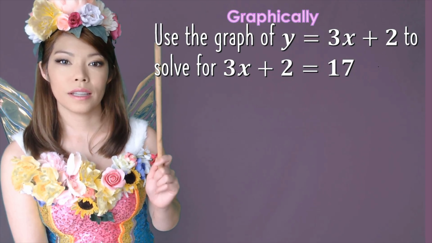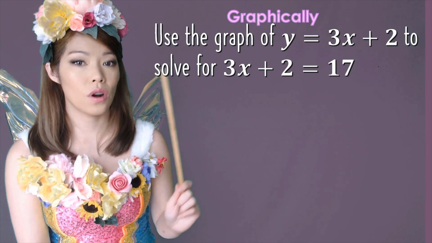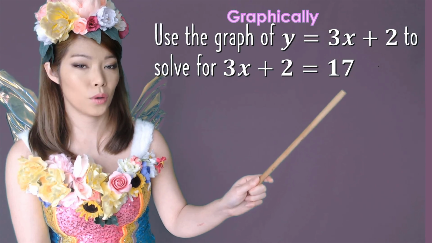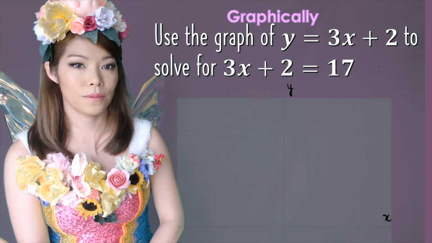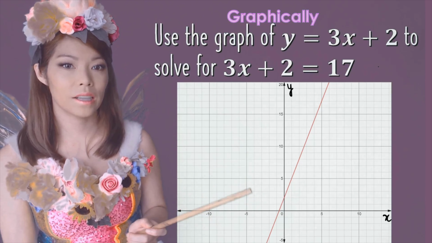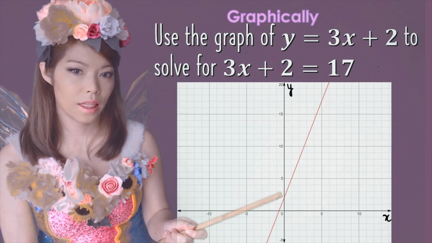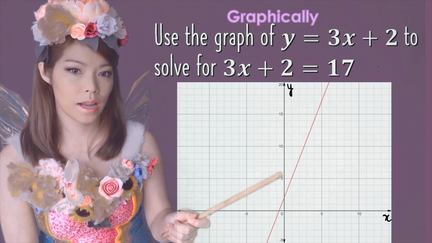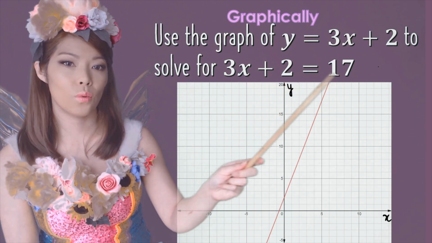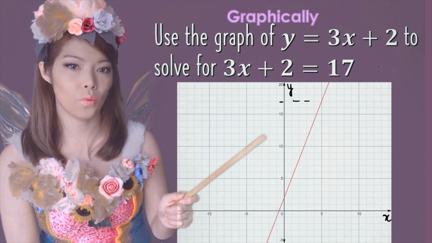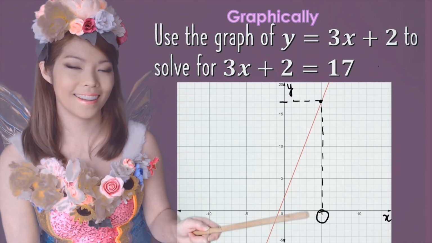So the question in your test or the book might read, use the graph of y equals 3x plus 2 to solve for 3x plus 2 equals 17. Or in other words, it's when y is 17. So now we sketch. Here we have y equals 3x plus 2, and you can check 2 is our y-intercept right there. 3x means we're going up 3 and across 1. So this is the line y equals 3x plus 2. To solve for when y is 17, we simply look for y equals 17, which is up here. And then we look for what x is, which is 5.